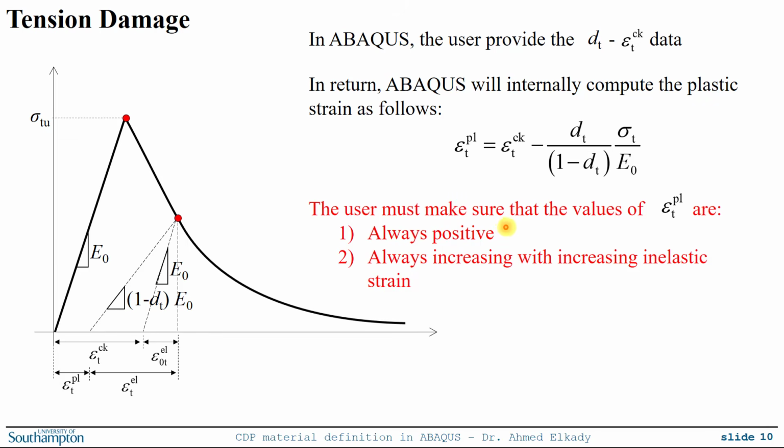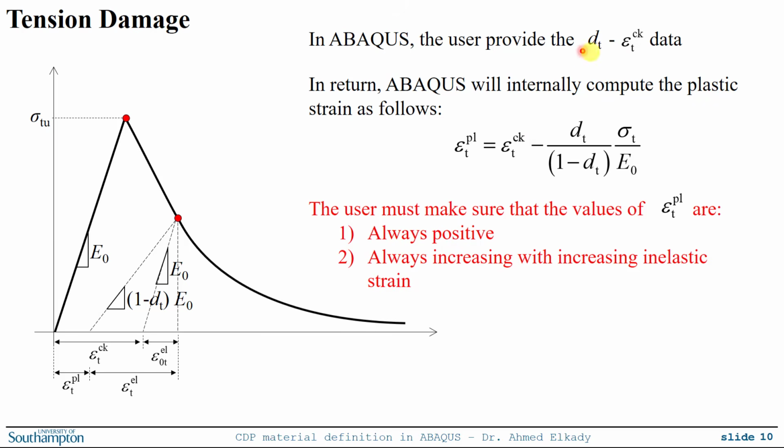The same thing applies with respect to the tension damage. The same thing, but now you just remove the subscript C and add a subscript T. That's it. And the inelastic strain, as we mentioned, is now called cracking strain, or CK, as a superscript here. So the same exact thing.